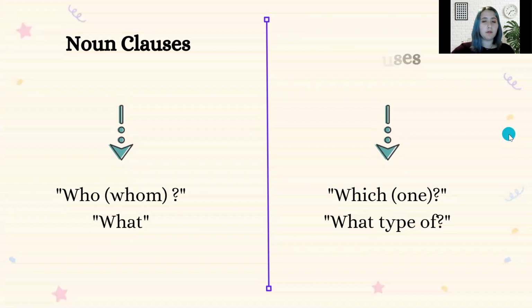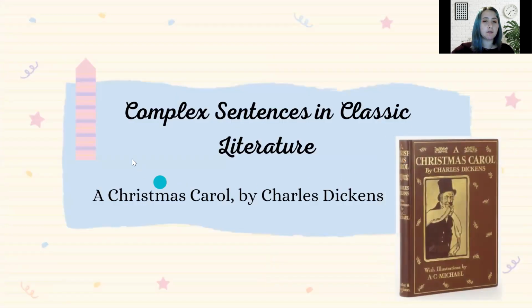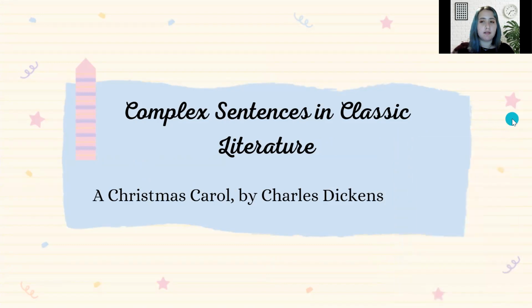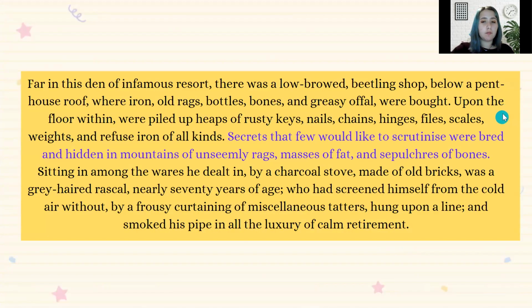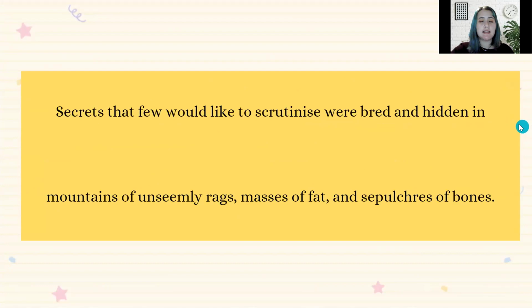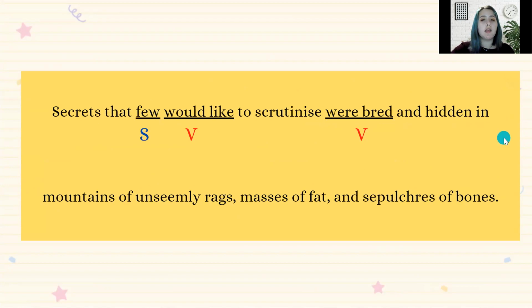So now we are going to analyze some complex sentences in classic literature. We're going to use the book A Christmas Carol by Charles Dickens. This is our first paragraph with our first sentence. So we need to look for verbs. These are our verbs. And we ask for subjects. So who would like to scrutinize? A few. And who or what were breathed in hidden?